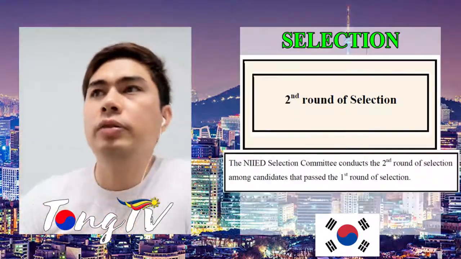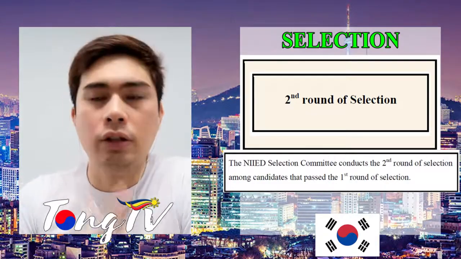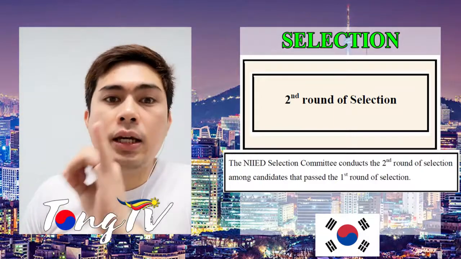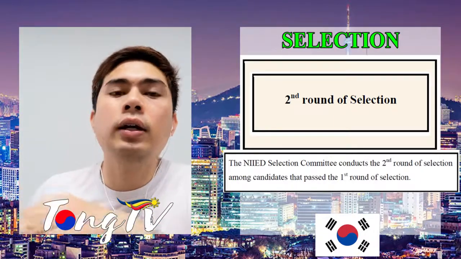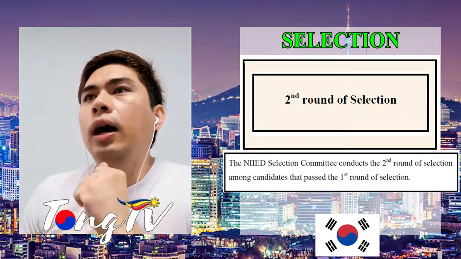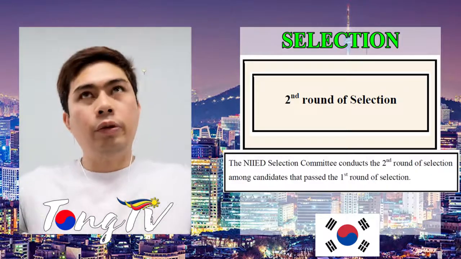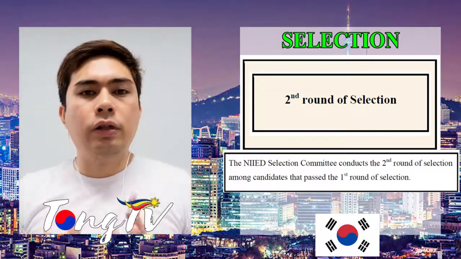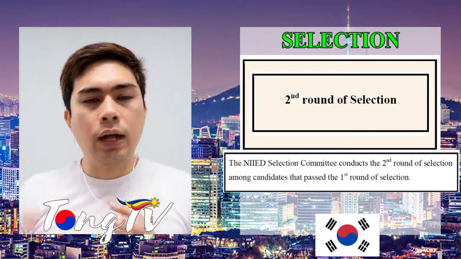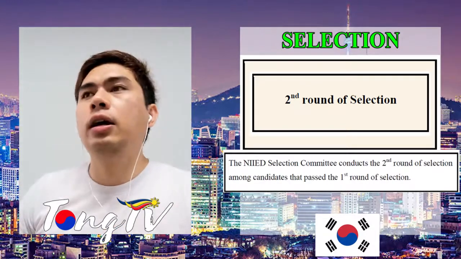For the second round, the NIED selection committee conducts the second round of selections among candidates that passed the first round. Again, in the first round, the applicants were screened by the embassy and by the university. In the second, the selection committee is the NIED, the department handling this program that I already discussed. For example, from 100 applicants, the embassy and university selected 80. Those 80 will undergo another screening by the NIED. That's the second round of selection.